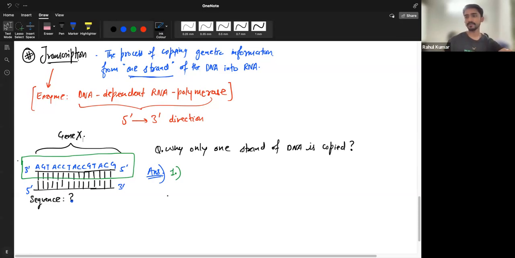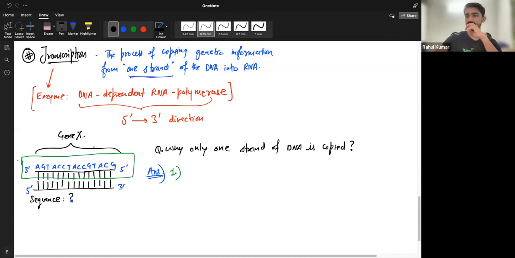If you make two different kinds of proteins from the same gene, then it will complicate the genetic information machinery. So for the same gene, there has to be only one type of protein in the cell, right? Does that make sense, everyone? Do you understand?